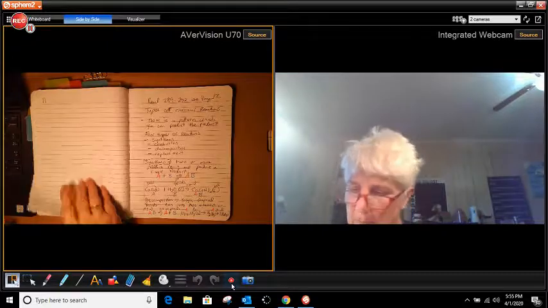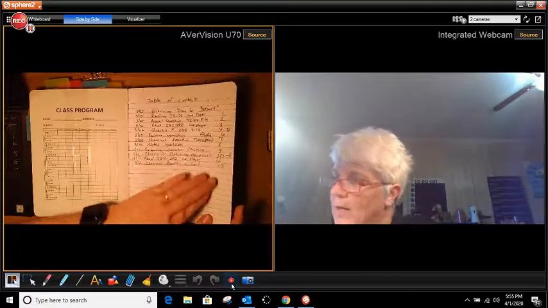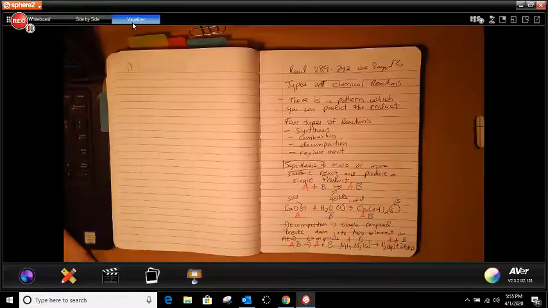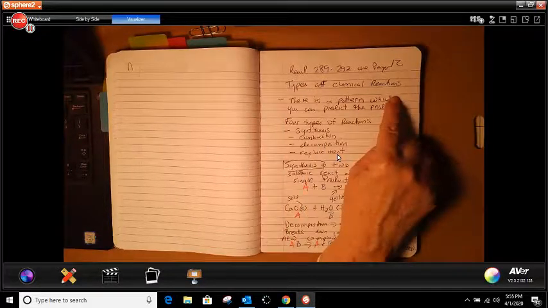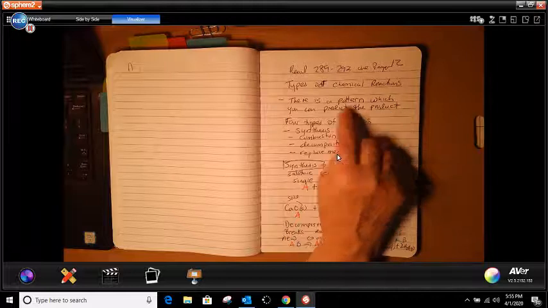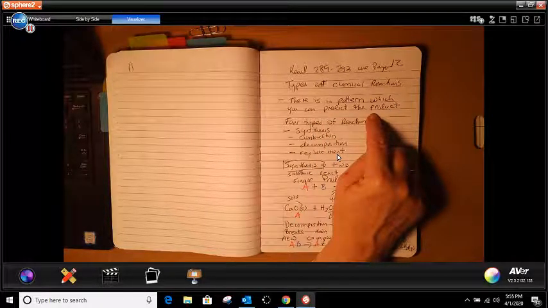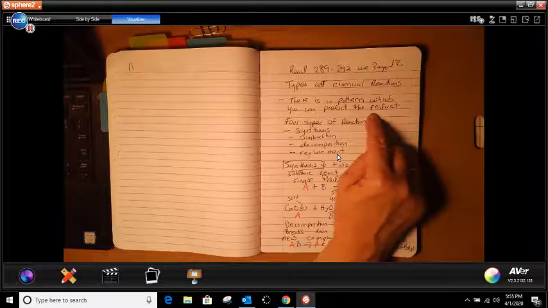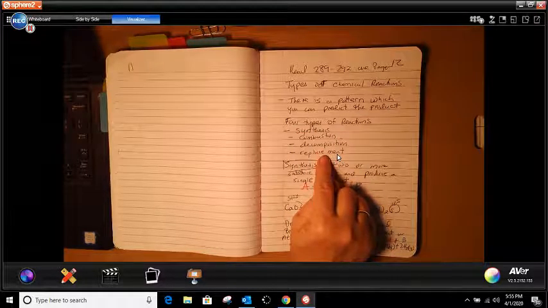The first thing that I did is in my ISM book, I labeled chemical reaction handout. I am on page 13. So let's look at the handout. Types of chemical reactions: there is a pattern which can predict the product. And remember, based on what we taught before, the reactant is on the left hand side, then you have an arrow which is a yield, and the product is on the right hand side. There are 4 types of reactions, but basically there's 5, and we're going to talk about that later.